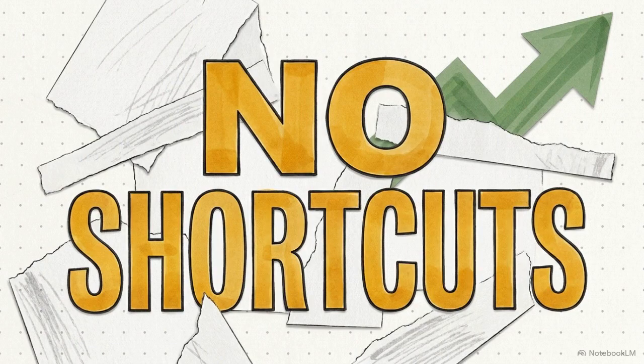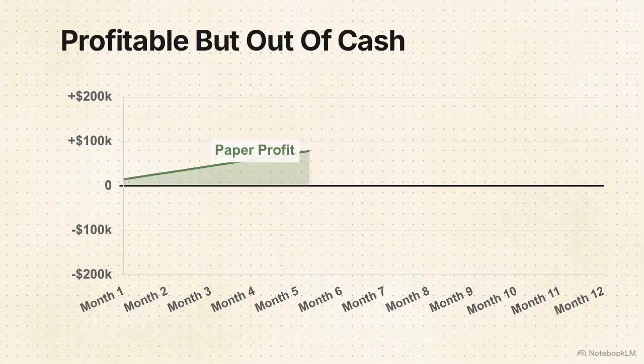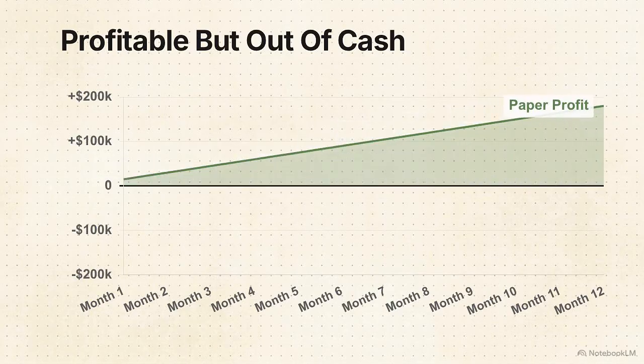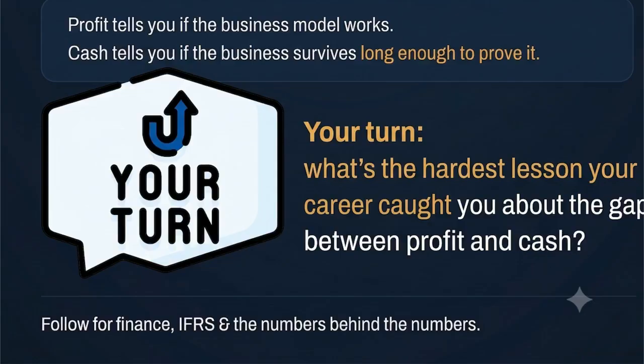This graphic drives home the ultimate rule of corporate finance. You cannot hand your employees a piece of a net income statement. You pay payroll with cash. Profit proves that your business model actually works, but cash determines whether you survive long enough to reap the rewards. It's a brutal reality check for a lot of founders.